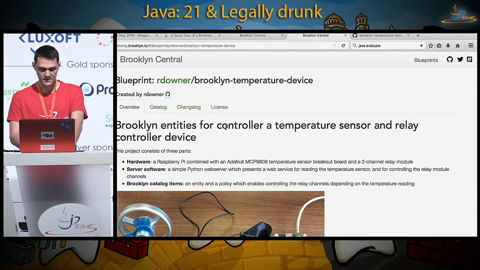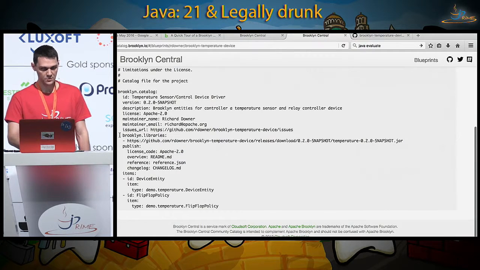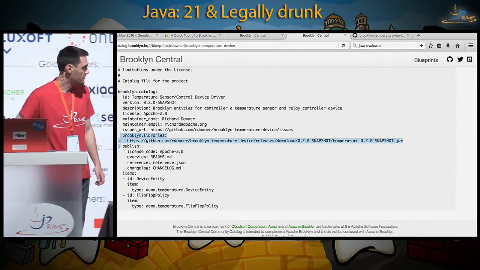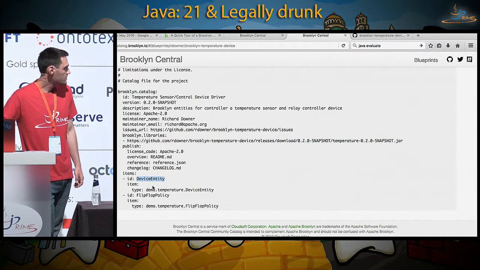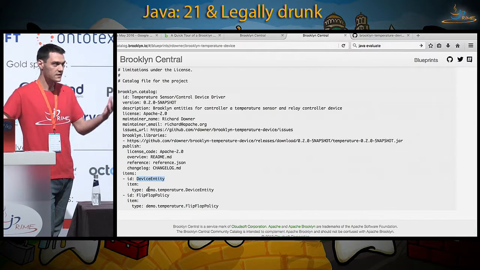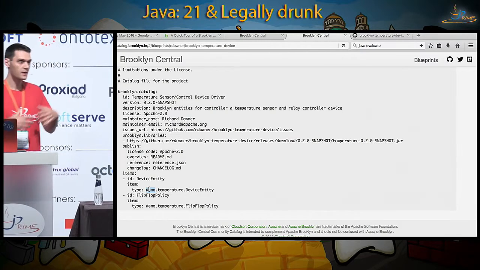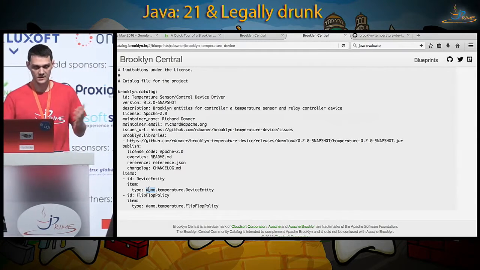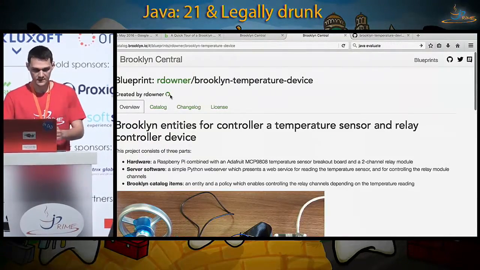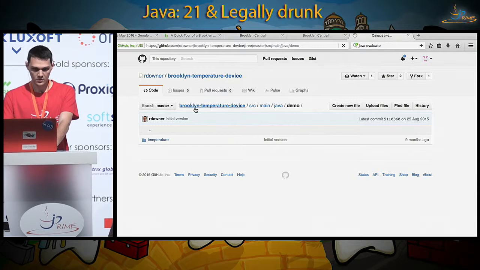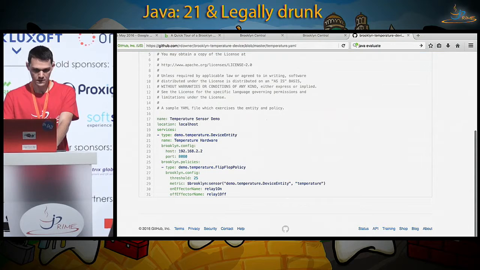But what ties that together is the blueprint. First, you reference your OSGI bundle. Then you export the things that you have created. That's a catalog item which can be inserted in Brooklyn and can be used in other blueprints. So you take that and you can combine it in the application blueprint.